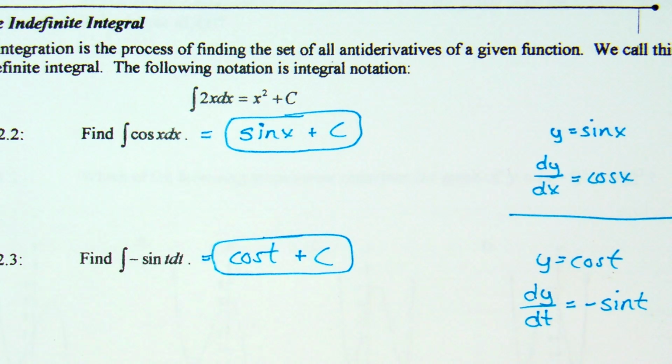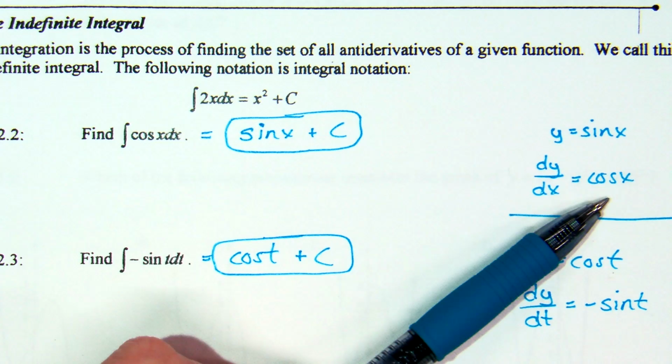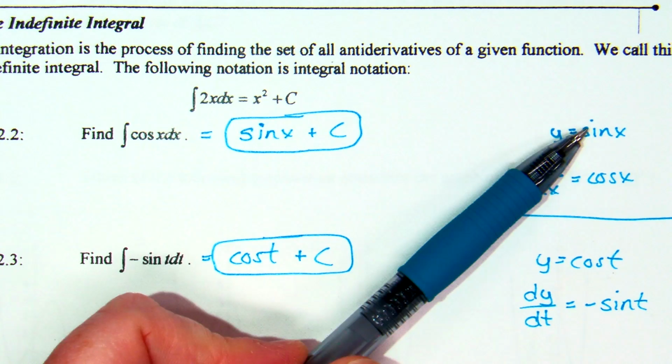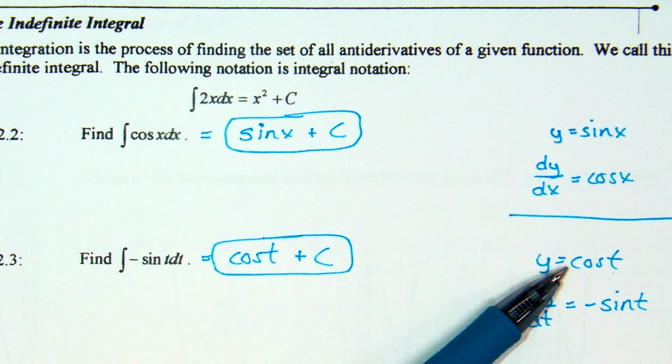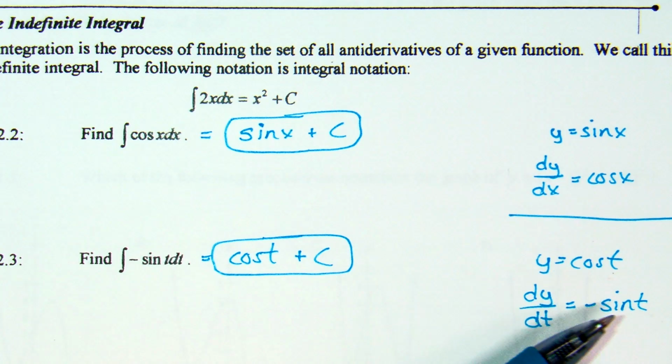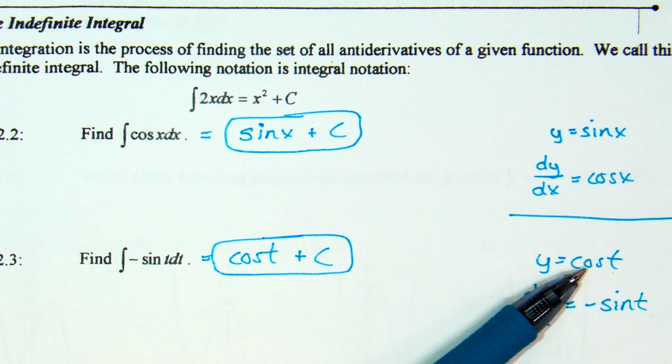So wait, my question is why is the top one not negative sine? Because when you take the derivative of sine, you get just a regular cosine. So when you undo it, and you take the integral of cosine, you're going back to sine. The negative would come in if you have a sine and you're trying to go back to cosine.